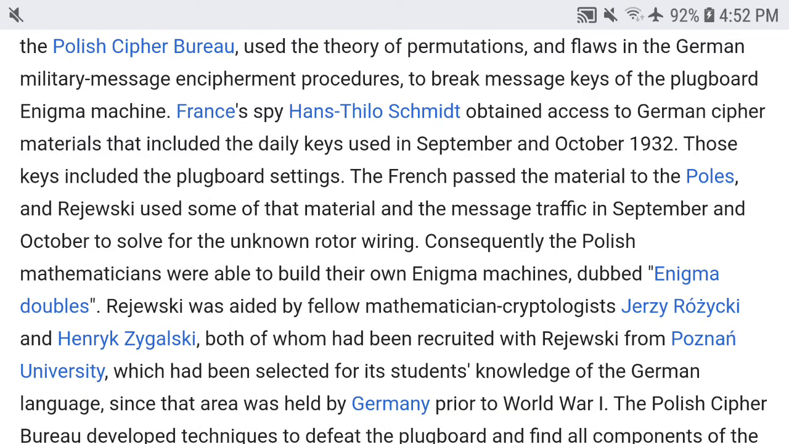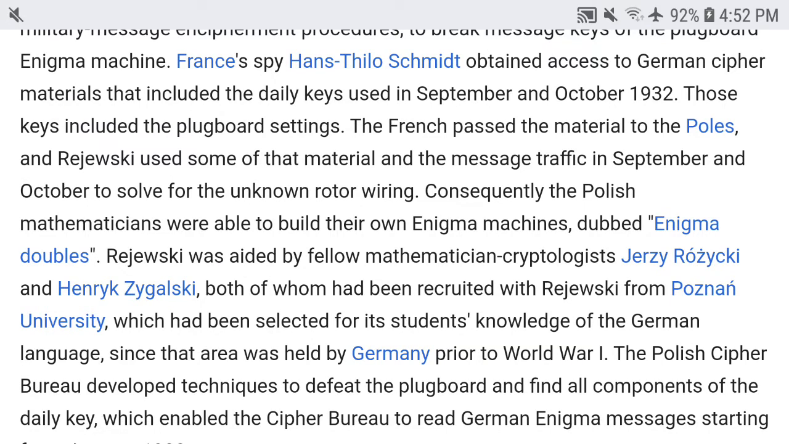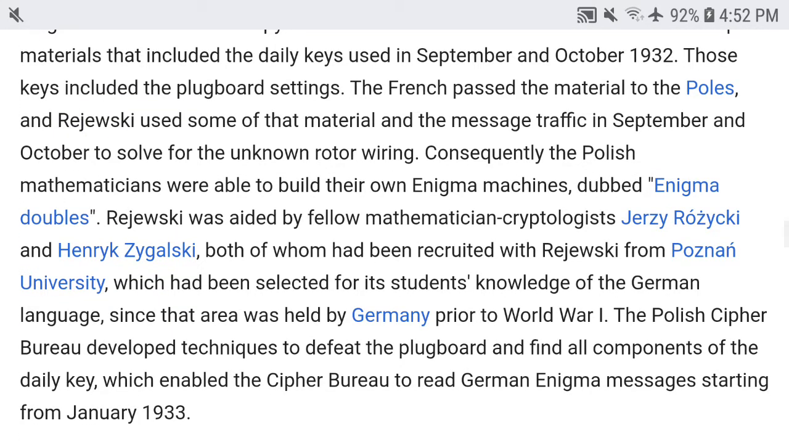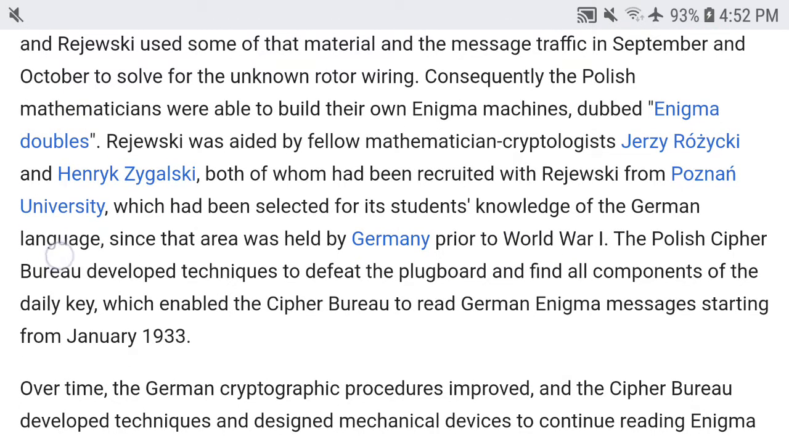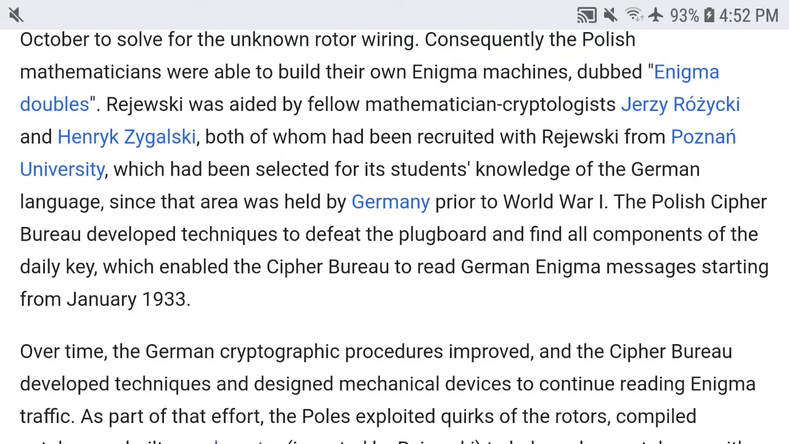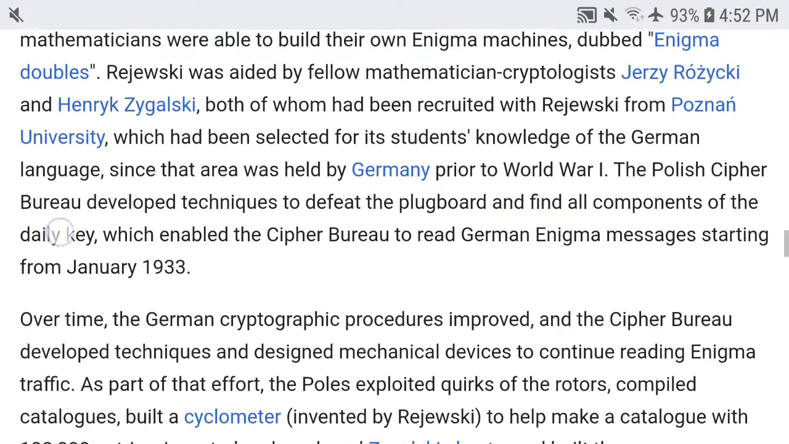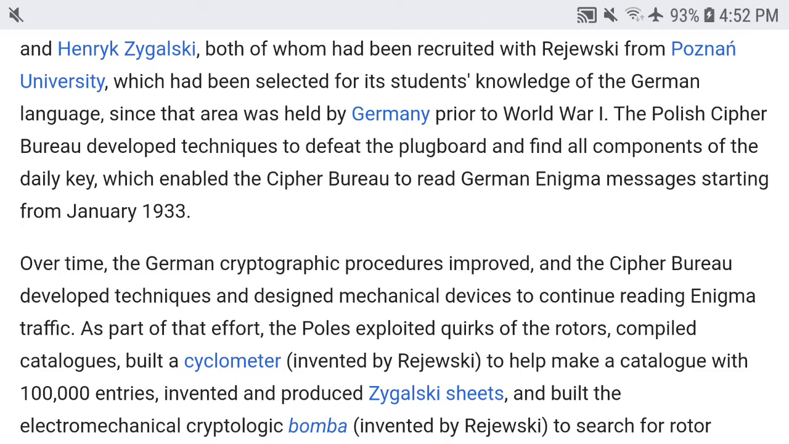Daily keys. Those keys included the blackboard settings. The French passed the material to the Poles, and Rejewski used some of the material and the message traffic in September and October to solve for the unknown rotor wiring. They were able to build their own Enigma machines, dubbed Enigma doubles. Both had been recruited with Rejewski, selected for their knowledge. They developed techniques to defeat the blackboard and find all components of the daily key, which enabled the Cipher Bureau to read German Enigma messages starting from January.